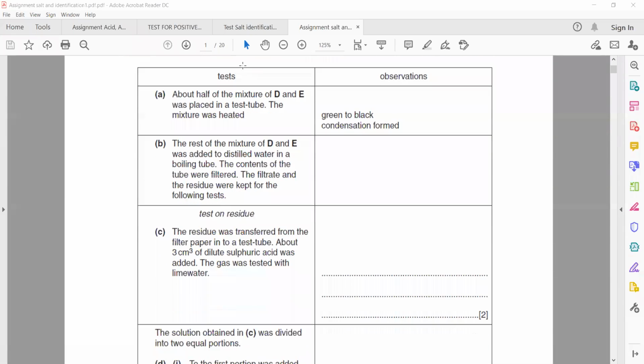First we add an acid. We have a carbonate salt and we add an acid. Whenever you add an acid to a carbonate salt, you will observe fizz, bubbles or effervescence. And the gas is carbon dioxide, which will turn lime water milky.